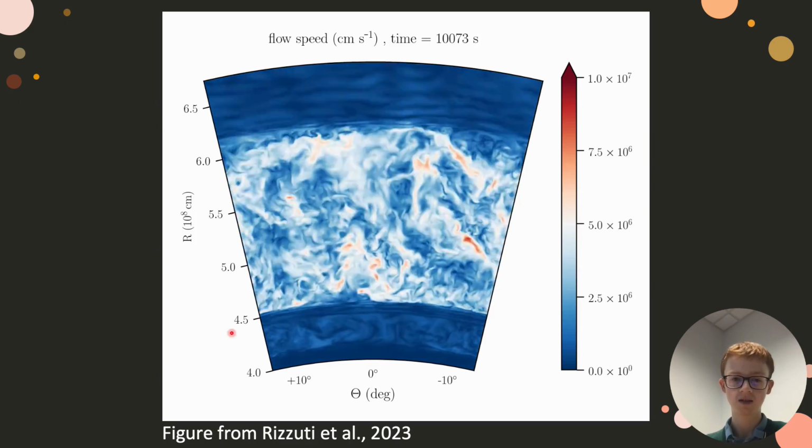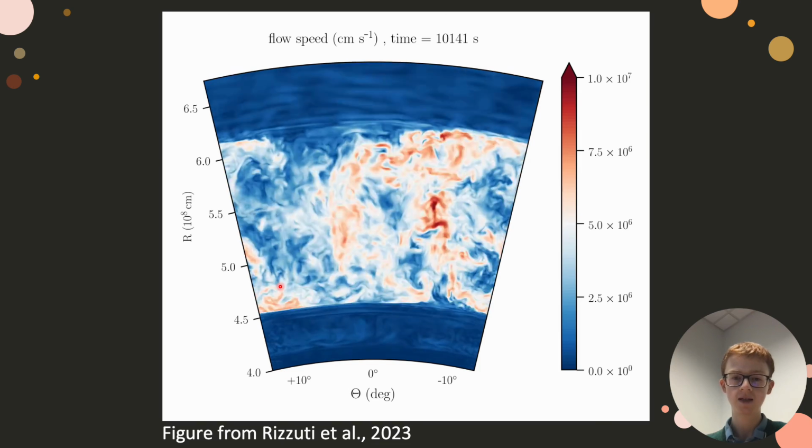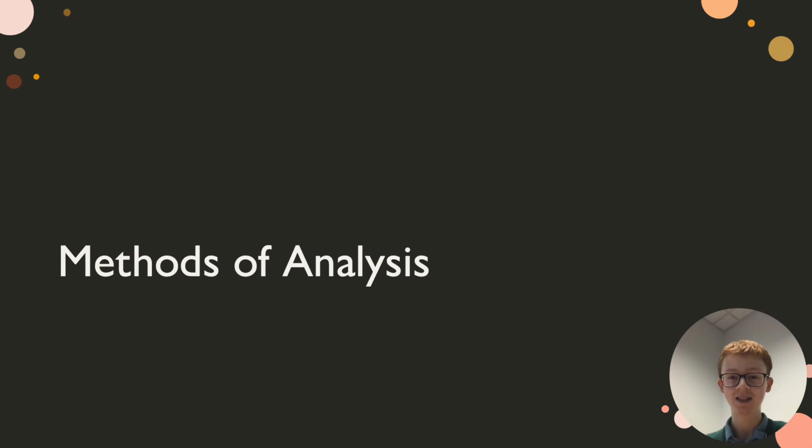So with radius on this axis here, you can see these convective cells and how they evolve over time. This color scale is fluid speed, and what MESA aims to do is accurately model this, but in one dimension. And this is what this project was all about: testing whether this was in fact physically accurate.